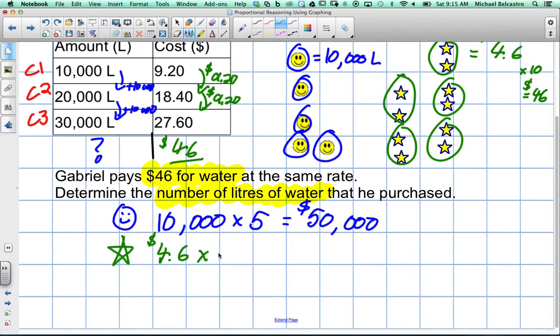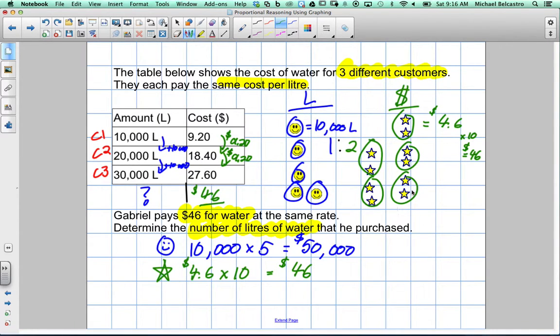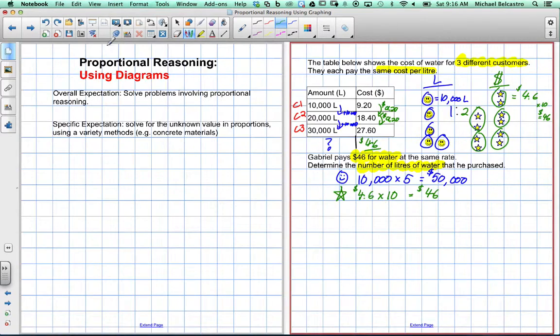We know that times 10, because we had a 2-to-1 ratio. That's what we were looking at right here. We had 2 stars for every 1 happy face. We know that that equaled our $46. So that works out perfectly. It turns out that Gabriel purchased 50,000 liters when we used our concrete materials to measure this relationship. If you'd like to see other ways to solve this question, check out our other playlist on proportional reasoning.